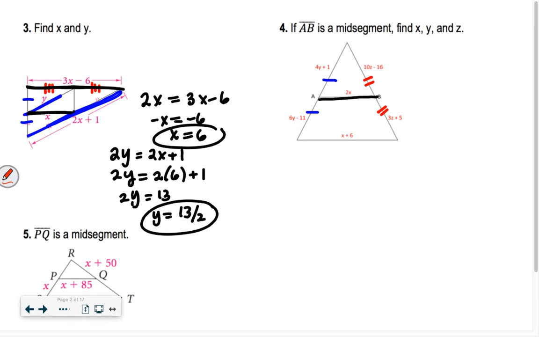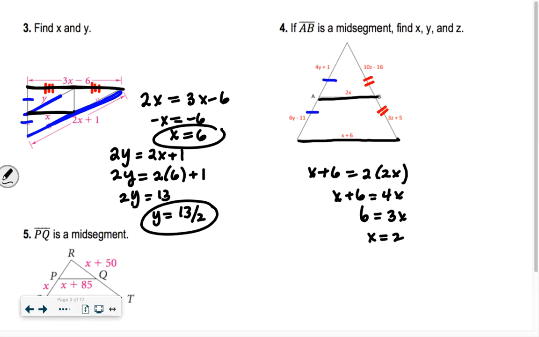This allows me to find x, y, and z. How about the equation for x? I have 2x and I have x plus 6. Do I set them equal to each other? No. Which one's bigger? The x plus 6. So I'm going to say x plus 6 equals 2 times the 2x. So x plus 6 equals 4x. So I get x is equal to 2.